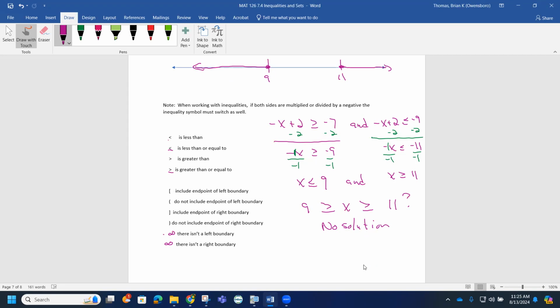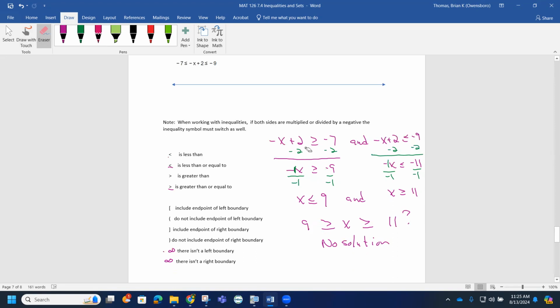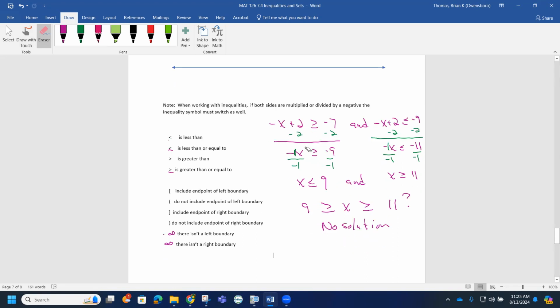So there is really nothing to graph on the number line. From a number line perspective, the number line would remain empty. You can't graph it. There's nothing to graph because there's no solution. So the number line would remain empty on this problem. There is no inequality to write because there is no solution. There is no interval that works for this as well. So this is just a flat out no solution answer.